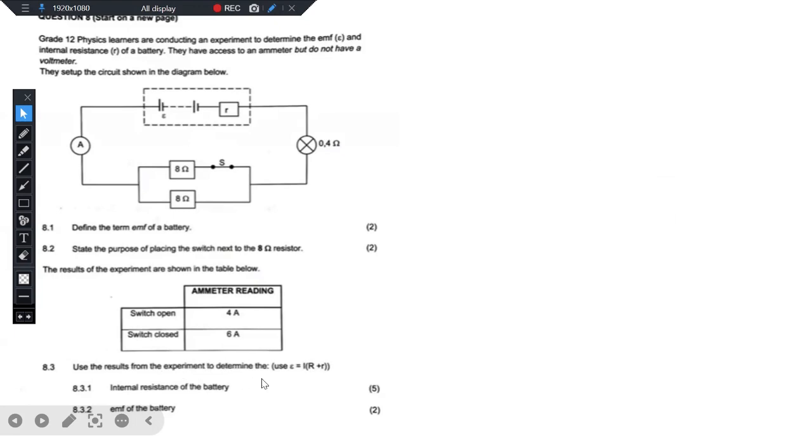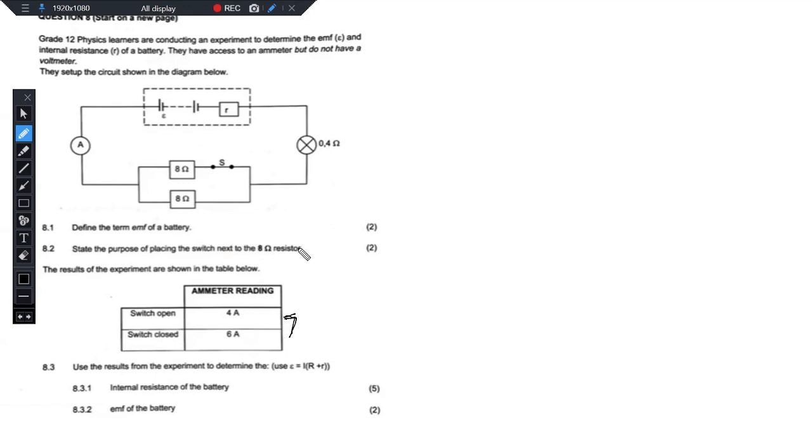It says use the results from the experiment to determine the internal resistance of the battery and the EMF of the battery using this equation: E = I(R + r). So we have a 5-mark question here, and this is what we call an interesting question. I know that this one gave a lot of you a challenge. So now I'm going to break it down for you.